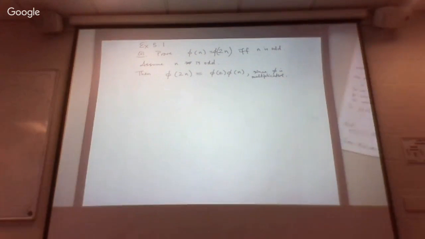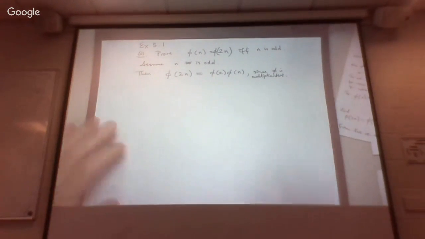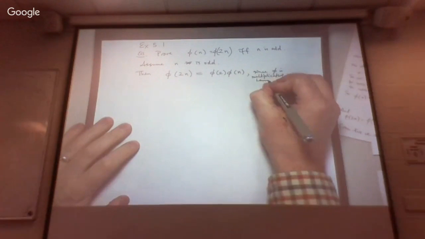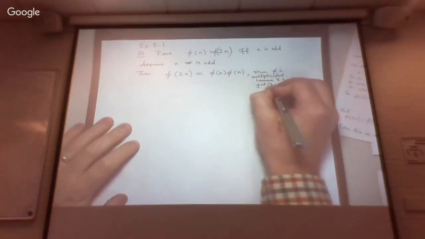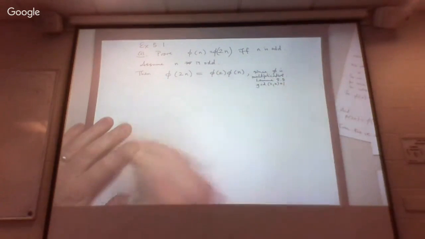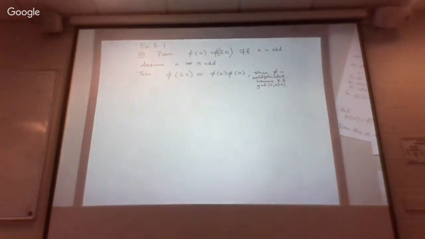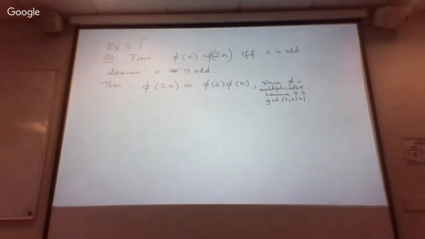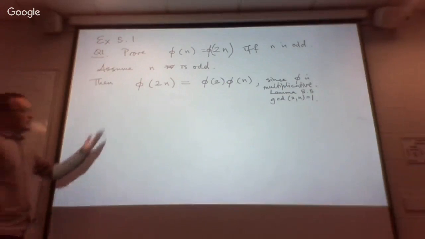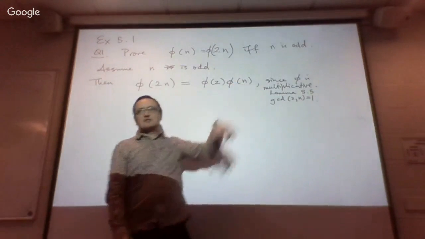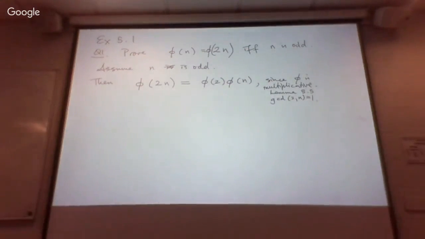Whatever it was, lemma 5.5, recorded there, and clearly the GCD of 2 and n is 1 when n is an odd number. Okay. Well, we don't know what n is, so there's not much further progress we can make with phi of n, but we can make some progress with phi of 2.